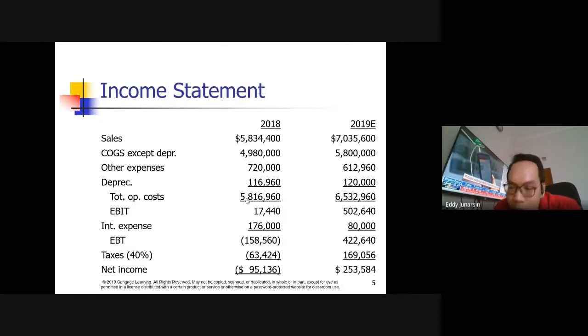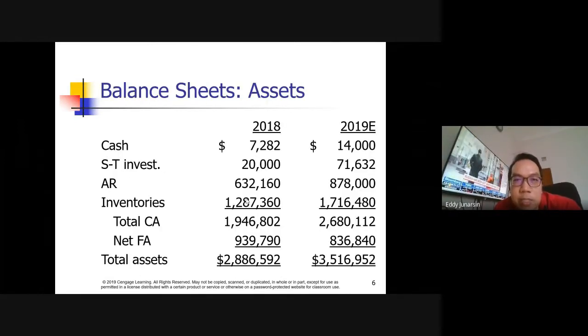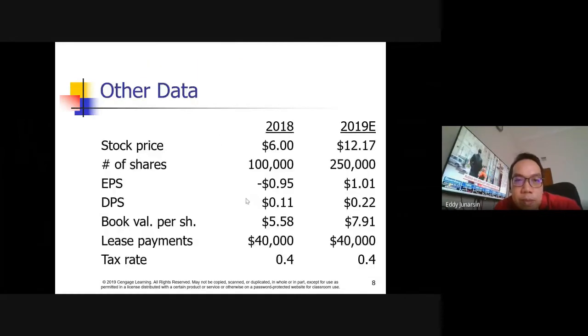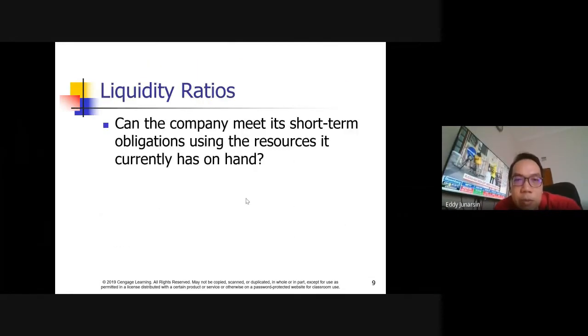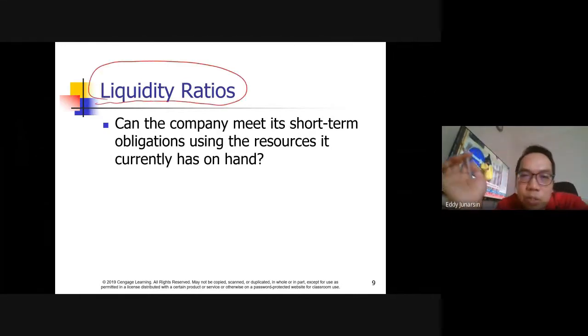Okay, so today we're going to use the hypothetical financial statements. This is our hypothetical income statement, and then balance sheets, other data. So we'll begin with the first category. So the first category is liquidity ratios. So you see the name here, as the name suggests, liquidity. This is your liquid position, right?